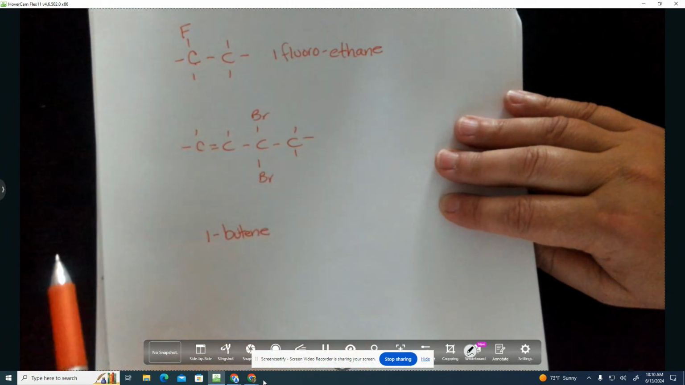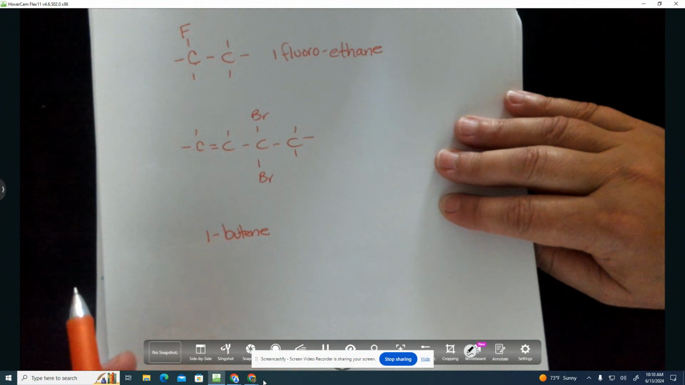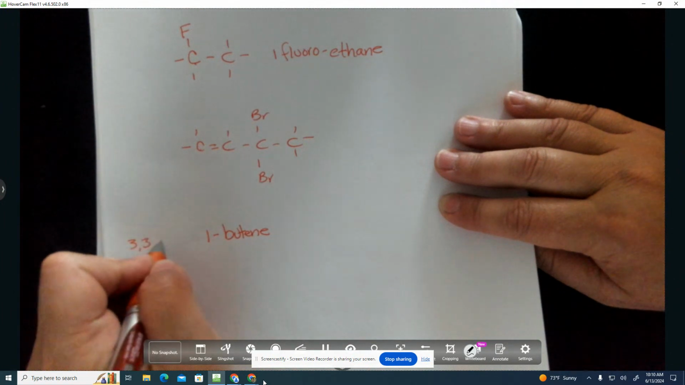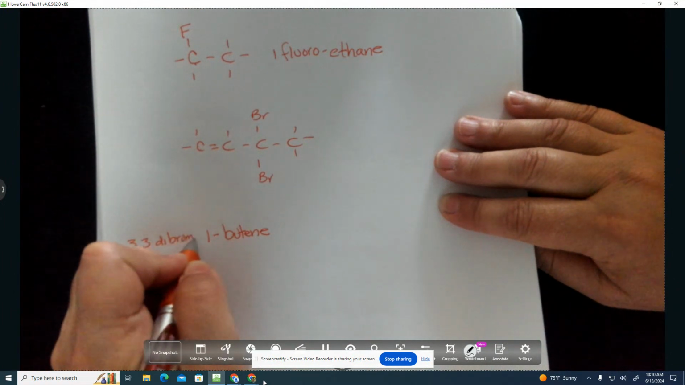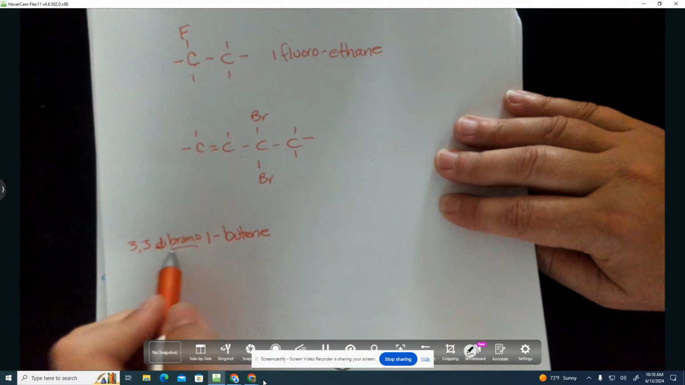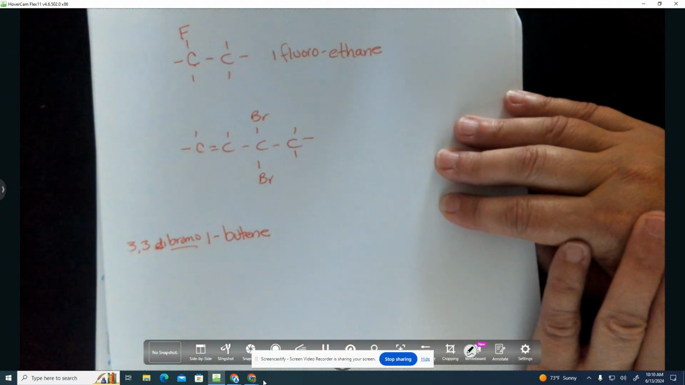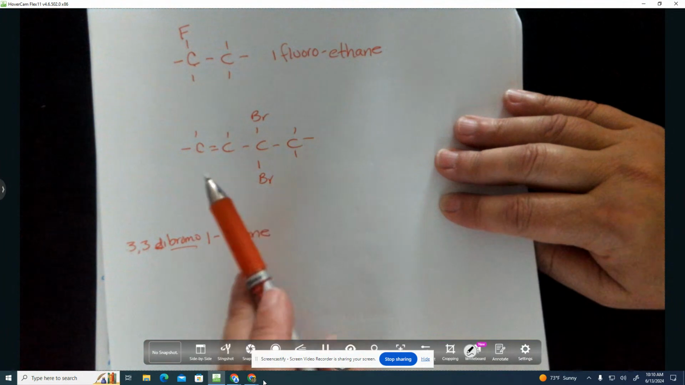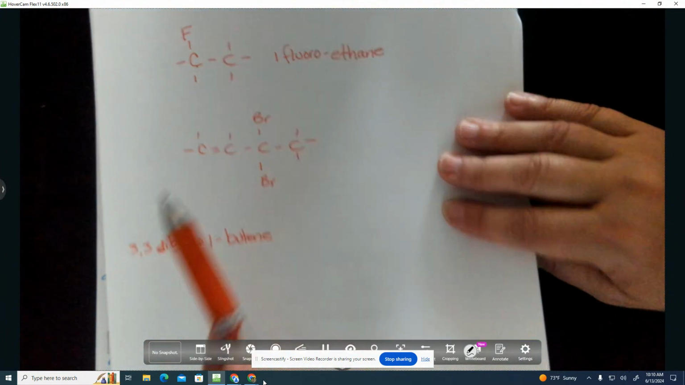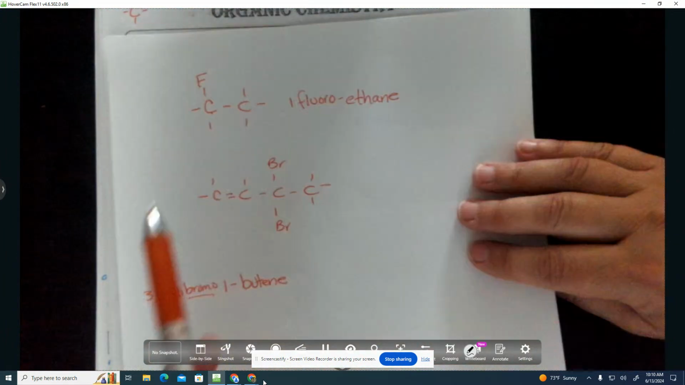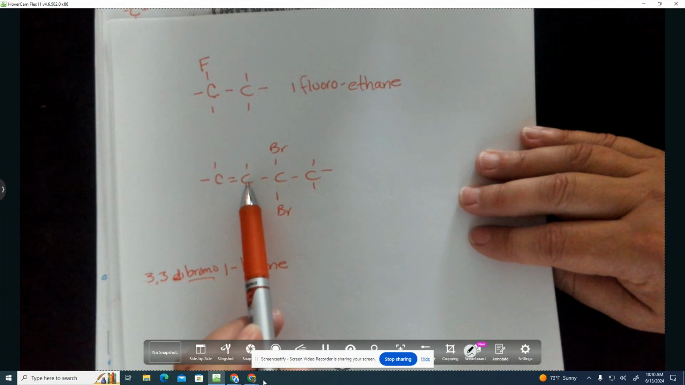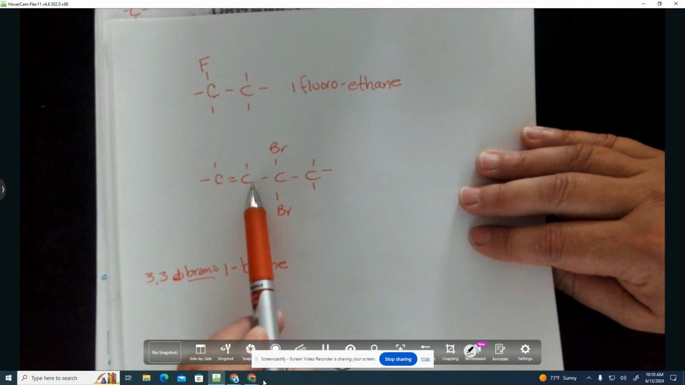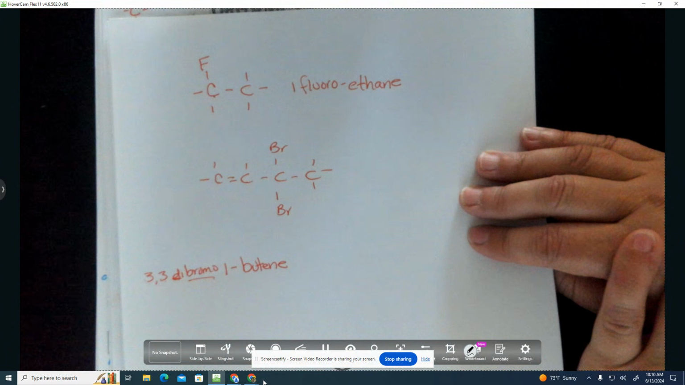Where are these bromines? Carbon number 3. 3,3-dibromo-1-butene. Di means there's 2 bromines. The numbers tell you where they are. When we name the parent, the double bond has to be at the lowest possible position. So the double bond is between carbon 1 and 2. Once I knew that was 1 and this was 2, then this has to be carbon 3.